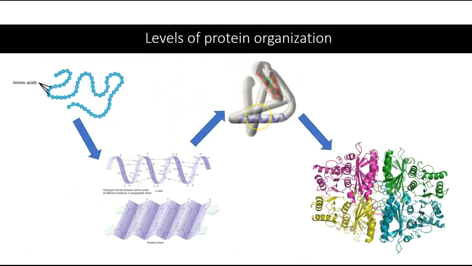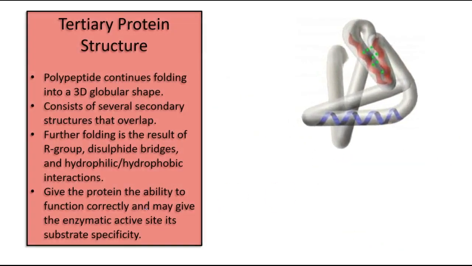If we fold it one more time, notice that here we have the alpha helix, which can be seen here, and we also have the beta pleated sheets here. You get a tertiary protein, which is a more 3-dimensional globular shape. Okay, we have now taken both secondary structures and we have produced a larger globular protein by utilizing both of the secondary structures in the same protein. This is still a single chain of amino acids, but we have incorporated both of the secondary structures into one protein. It consists of several secondary structures that overlap.